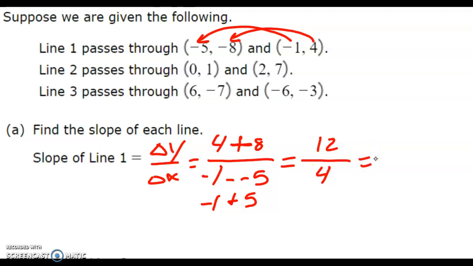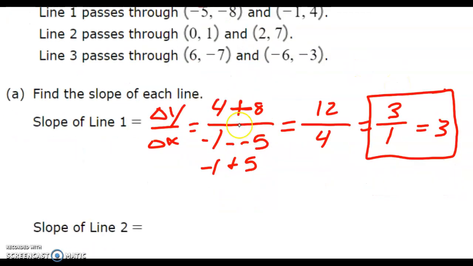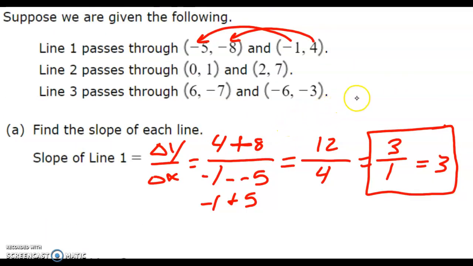This is where we have to be simplifying, so we make sure we can answer these correctly. 12 over 4 simplifies to 3 over 1. You can write it as a whole number 3. Either one of those is going to be useful for when we're comparing here in a second. So all you're doing is that process a few times. So that's the slope of your first line.